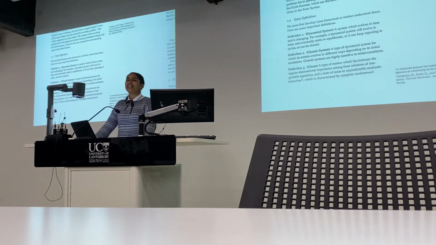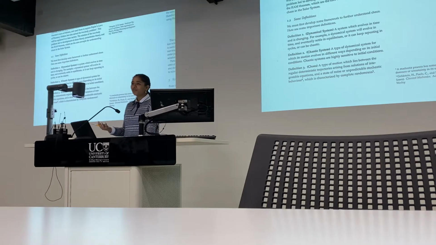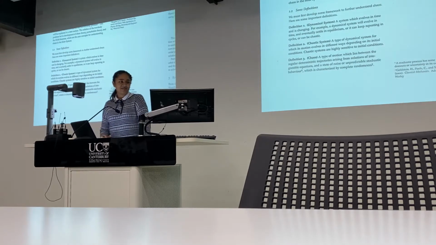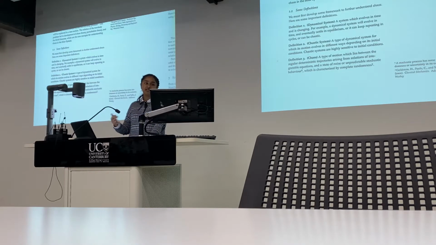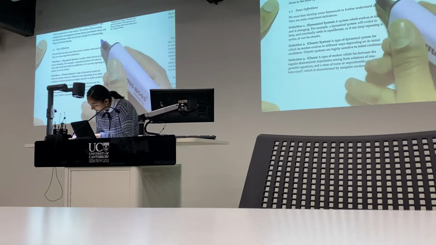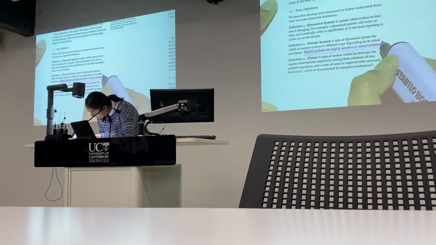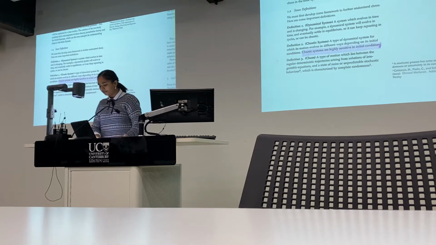So what exactly is a dynamical system? It's a system which is evolving in time and is continuously changing, and an example of a dynamical system is a chaotic one. A chaotic system's motion evolves in different ways depending on the initial conditions. So that's quite important to remember: chaotic systems are highly sensitive to their initial conditions.